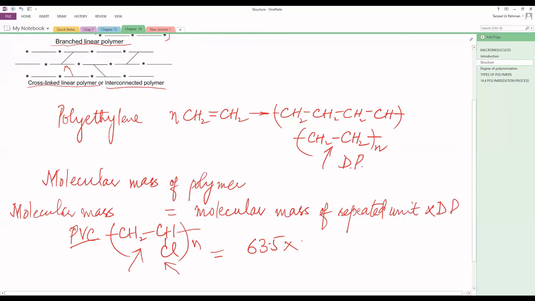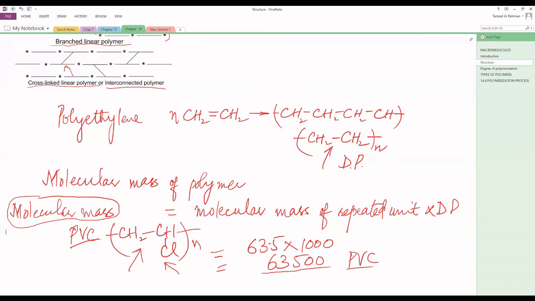And degree of polymerization is 1000. So when we use calculator, it is 63,500. This is the molar mass, molecular mass of polyvinyl chloride average. And greater the molecular mass, greater will be the use of this polymer for synthetic rubber or fiber. And it is useful in making plastics also.